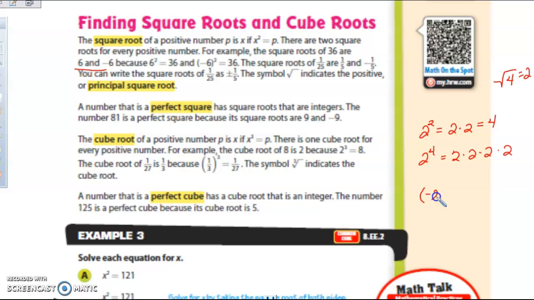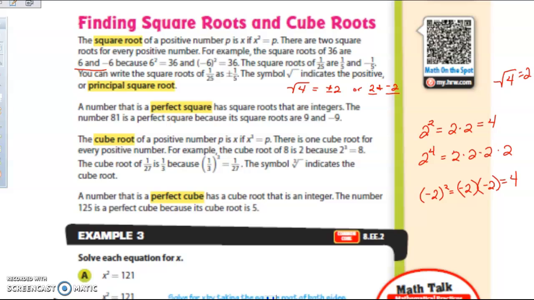So if I have negative 2 squared, that's the same thing as negative 2 times negative 2, which is positive 4. So you see how both of these equal a positive 4? So I had a positive 2 and I had a negative 2. So when we write that, the square root of 4 can be a positive 2 and it can also be a negative 2. This symbol here means both. You can write it like that, or 2 and negative 2.